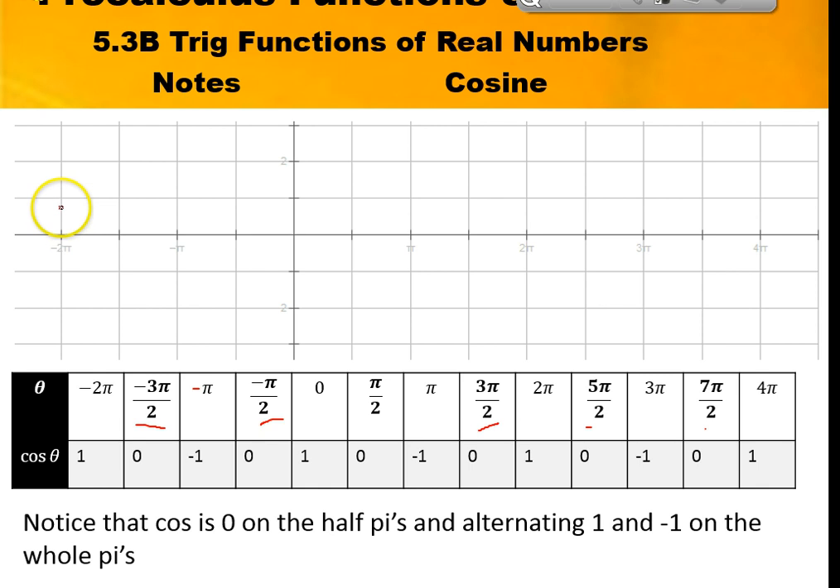So at negative 2 pi, we're at 1, so a dot. And then at negative 3 pi over 2, we're at 0. And then at negative pi, we're at negative 1. And then at negative pi over 2, we're at 0. And at 0, we're up here at 1. And then hopefully you can see the pattern, but at positive pi we're at negative 1, and then 0. At 2 pi we're at 1, and then 0. And then here at 7 pi over 2.